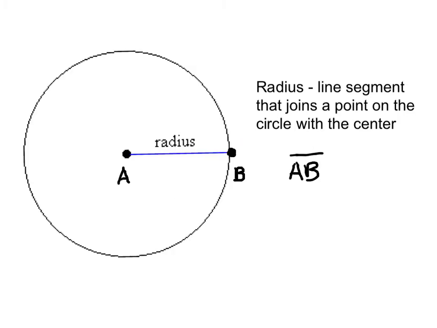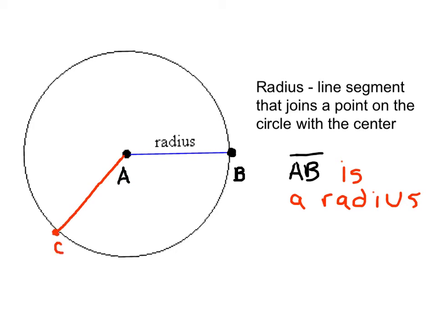Here's another definition. This is for a radius. It's a line segment that joins a point on the circle with the center. So the center of this circle is point A. A point on the circle is point B. So line segment AB is a radius of the circle. In fact, there is more than one radius. There's an infinite amount of radii.